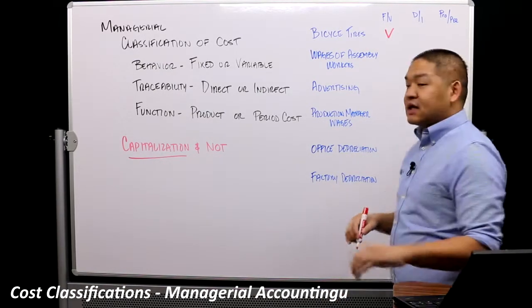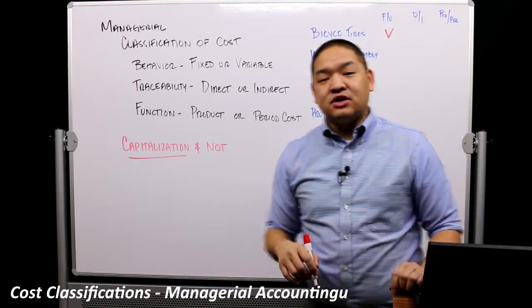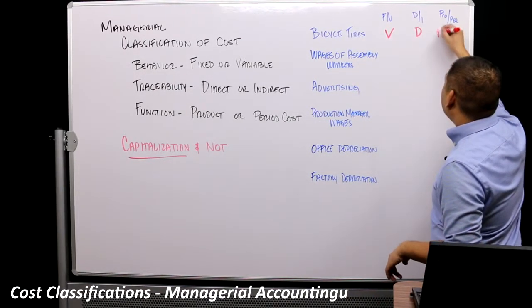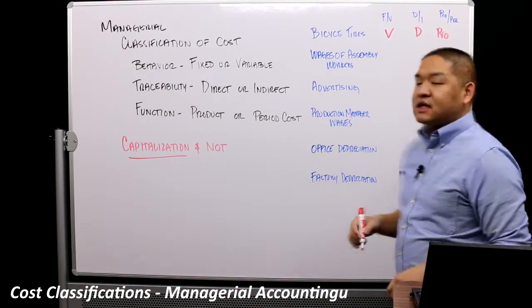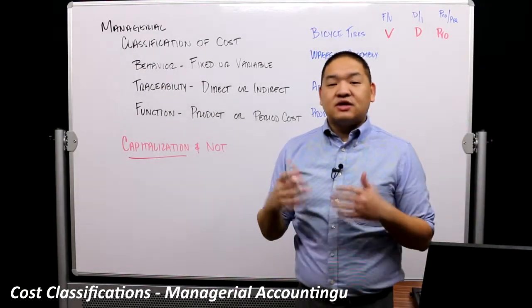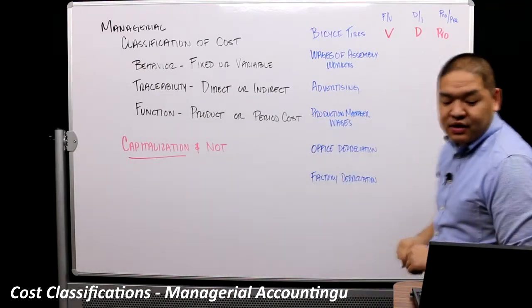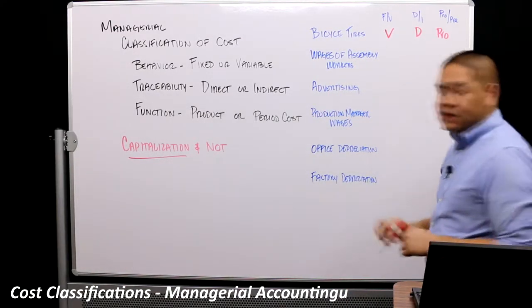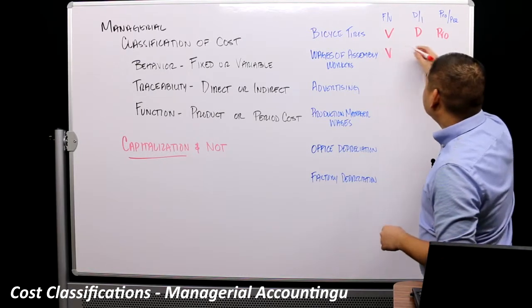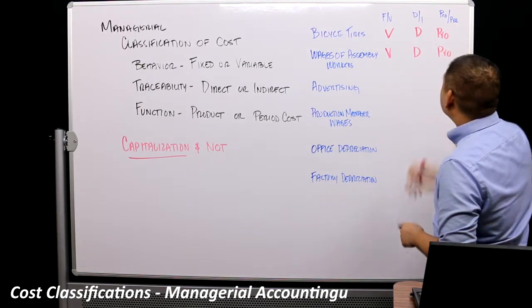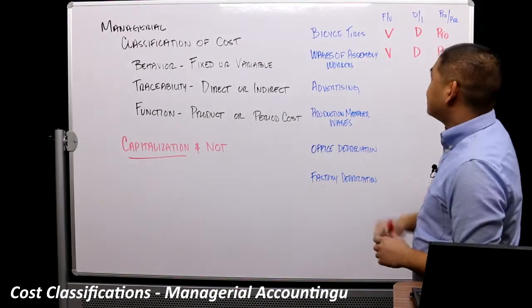Okay? Now, does the customer get to take it? Absolutely. So it becomes a direct expense, and it's definitely a product cost because it is directly associated with the product, not necessarily time. Let's talk about the wages of assembly workers. It's going to be variable in nature, it's going to be a direct expense, and it's obviously going to be a product cost.